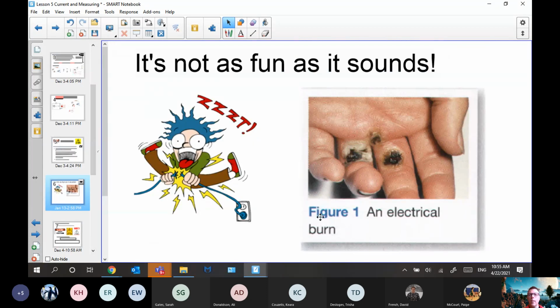You actually end up with an entrance wound. You can see in this picture here, it's gross, but you end up with an entrance wound and an exit wound. So this person touched an electrical wire and the electricity went through the hand and jumped out the other finger, causing burns.